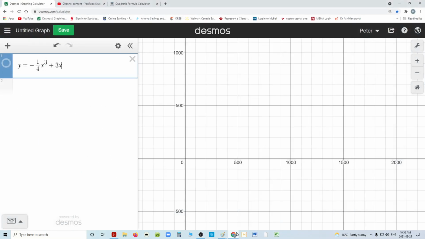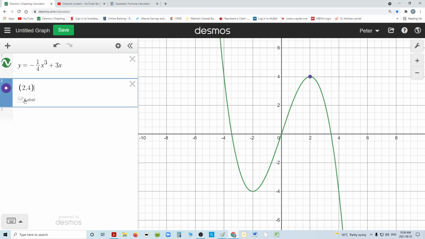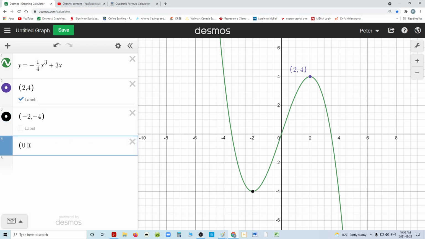Now, let's go and turn on our graph and hit home. And now I'm going to put 2, comma 4. And I'm also going to put negative 2, comma negative 4. Look at that. And it went through the origin.